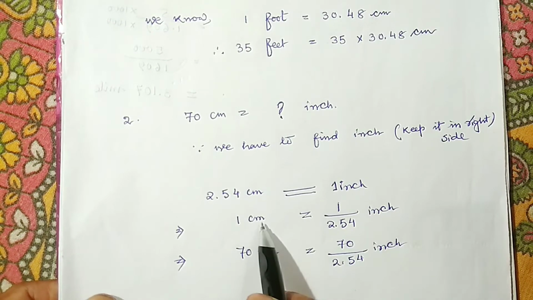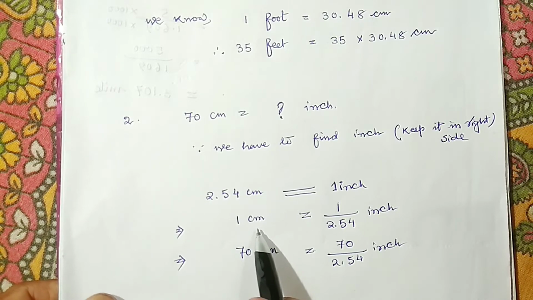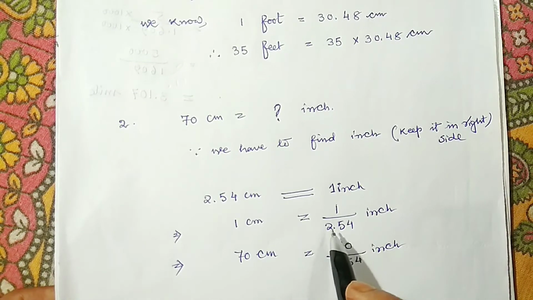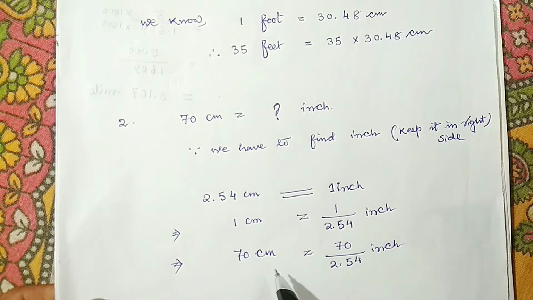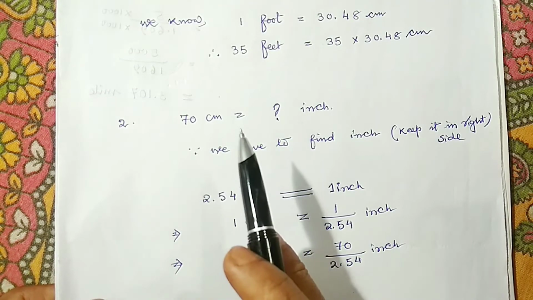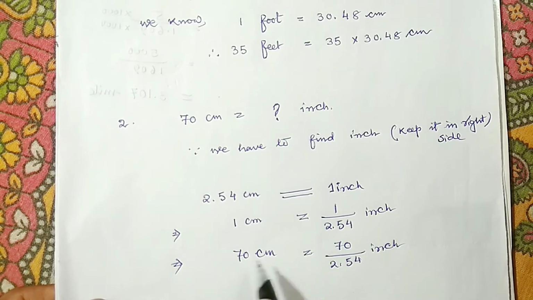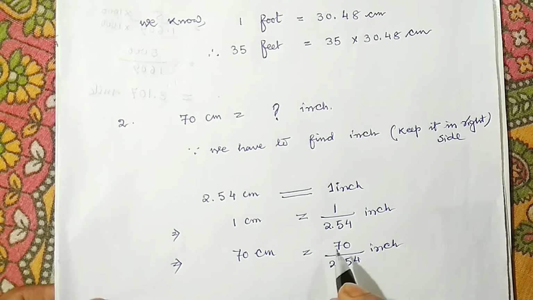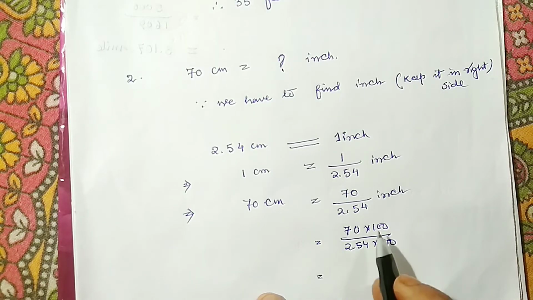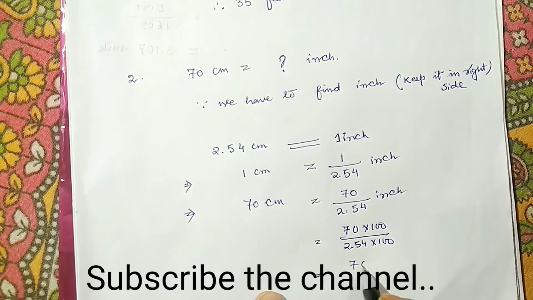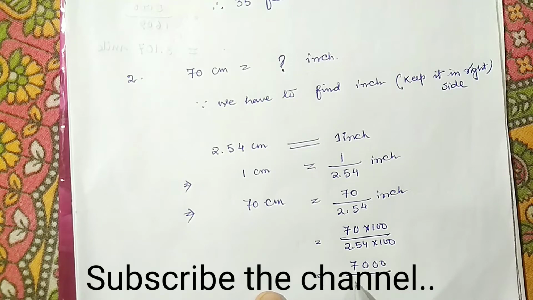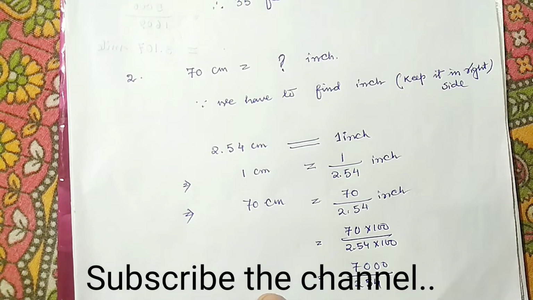So 1 centimeter it will be less. And since it will be less, we have to divide: 1 divided by 2.54 inch. And we want to convert 70 centimeter to inch. So 70 centimeter equals 70 divided by 2.54. If I multiply by 100, this decimal will not be there. Then I will get 7000 divided by 254. Now you just divide, you will get the answer.